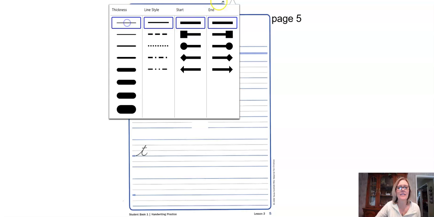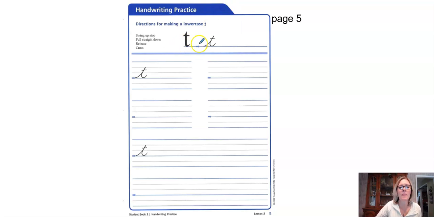Let me pick up a skinny pen here. Okay. Now, if you forget, right up here at the top of your page, it takes you through the steps on making the letter T. And remember, all of our lowercase cursive letters start on the baseline, and that's where the arrow is. And this one is a swing up, stop, pull down straight, release, and then we give it across. Okay? So pick up your pencil, turn to your page 5, and let's give that a try.